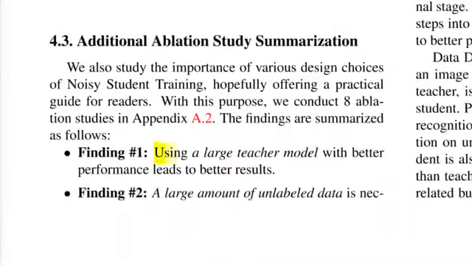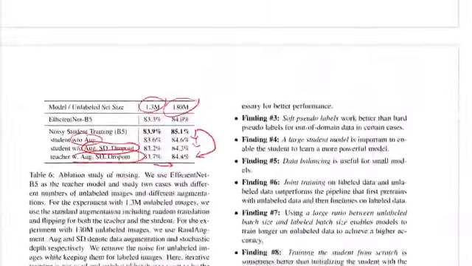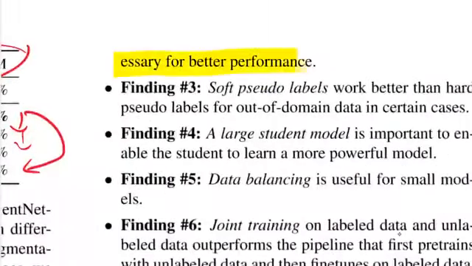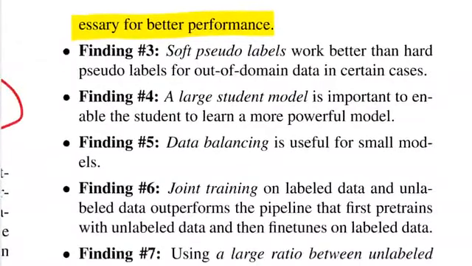So using a large teacher model with better performance leads to better results. As the original teacher, you should use as good a teacher model as you can find. Second, a large amount of unlabeled data is necessary for better performance. So if you want to do this, you better get a large amount of extra data, because that's one thing that makes the student perform better.